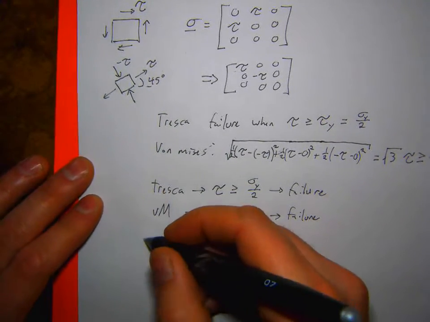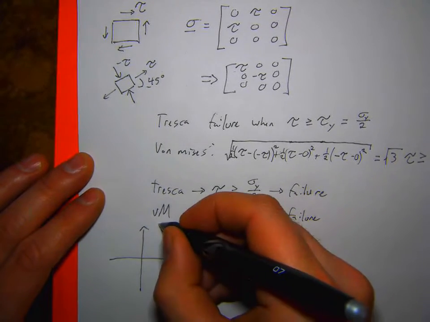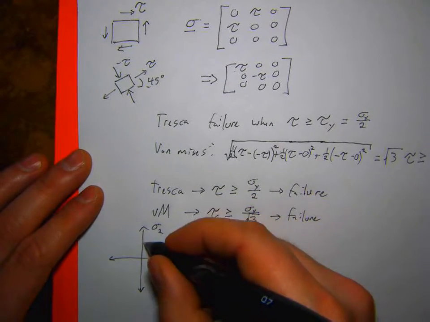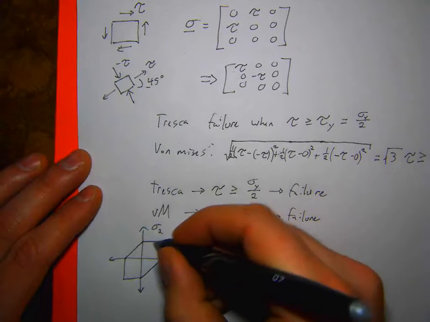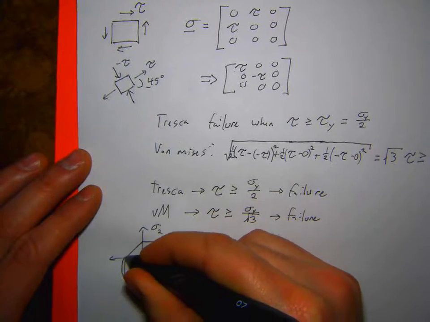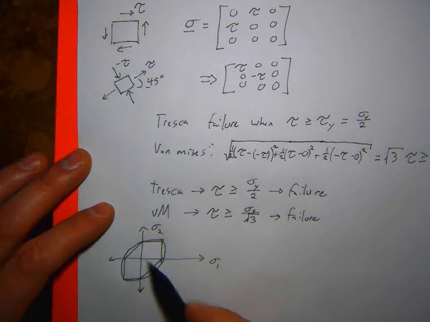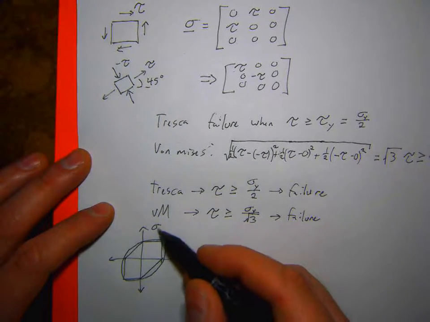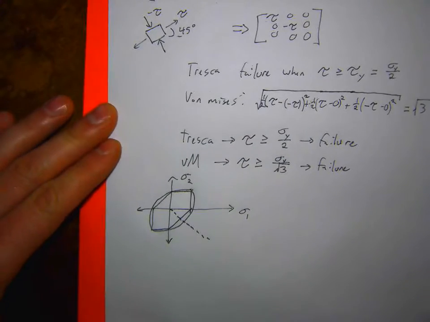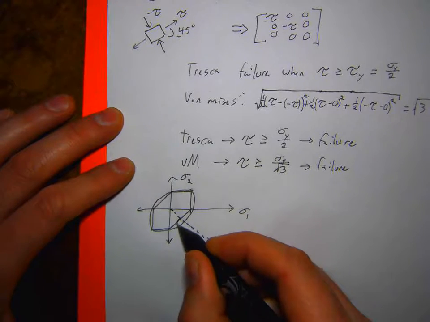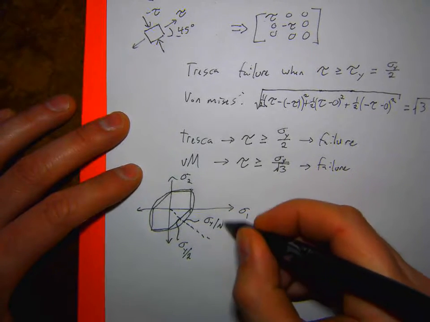And so what that looks like, if we were to plot this out in principal stress space, sigma 1, sigma 2, going down like that. Here, my principal stress is tau and negative tau. So I'm following a positive tau in the sigma 1 direction, and a negative tau in the sigma 2 direction. So I'm actually following this dashed line out this way. And so you can see when it crosses this point, this is my sigma y over 2, and this point is my sigma y over square root of 3.